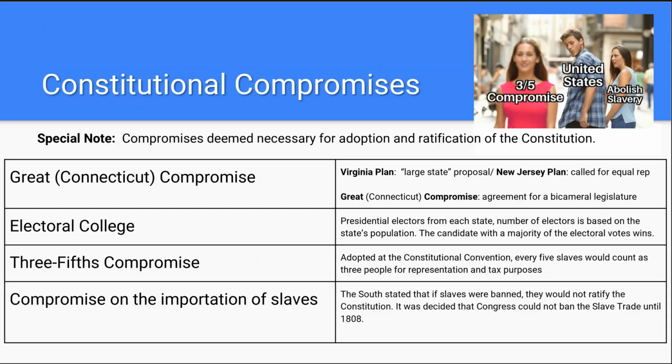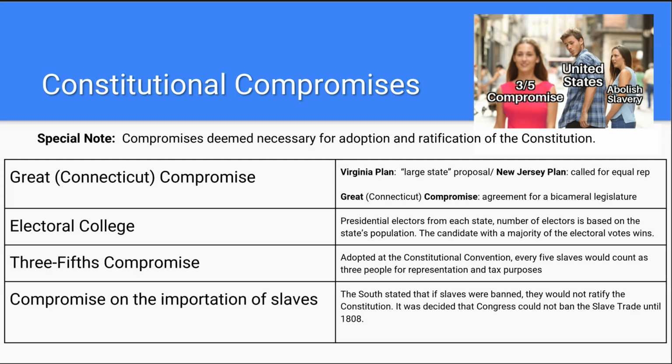So we mentioned that the U.S. Constitution was a series of compromises, and it's important to look back over those because those help explain how we ended up where we are. As I mentioned early on, compromises really were necessary in order to get this document adopted, to get it ratified by the requisite number of states. So the first compromise is the Connecticut Compromise or the Great Compromise.